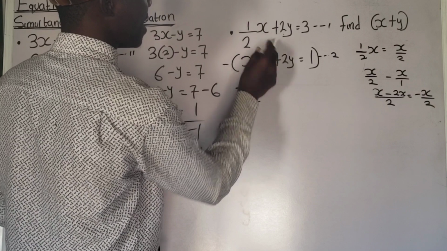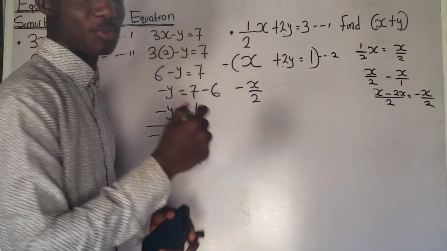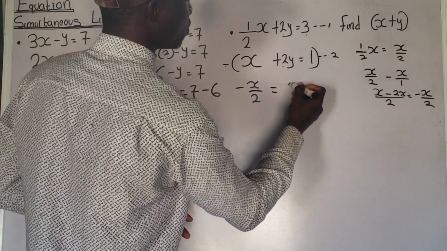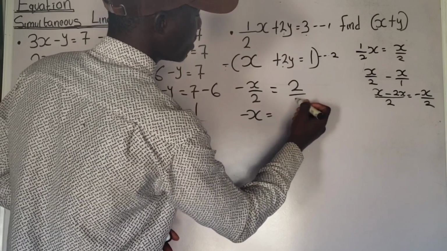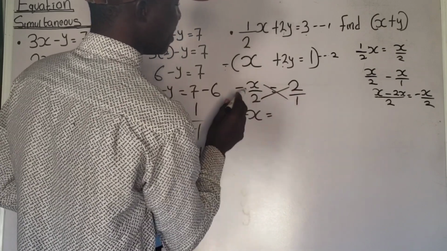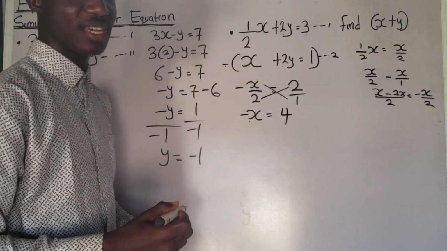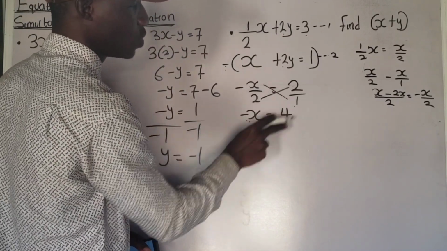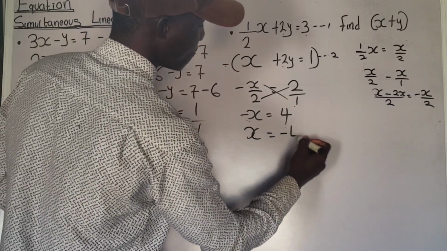Now, plus 2y minus plus 2y. That will be what? 0. Now, 3 minus 1, I'm going to have what? 2. So I'm going to have negative x over 2 equals 2. I'm going to cross multiply here. Negative x times 1 is negative x. 2 times 2 is 4. So negative x equals 4.